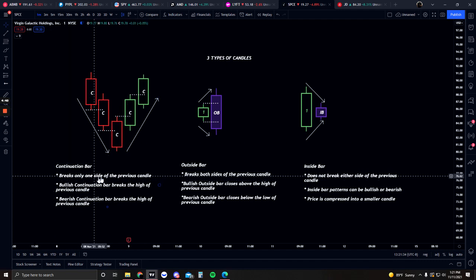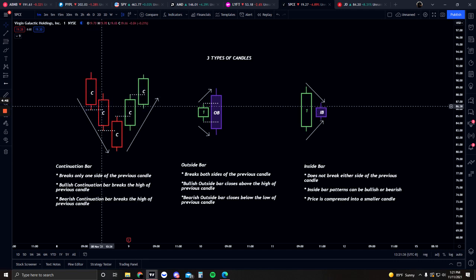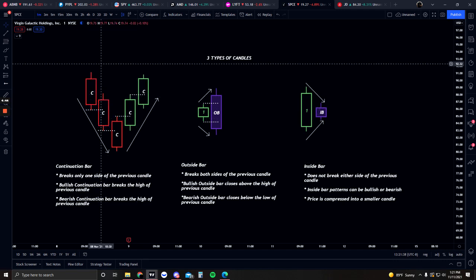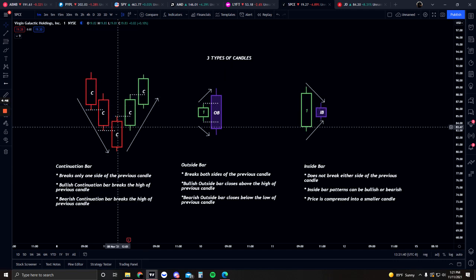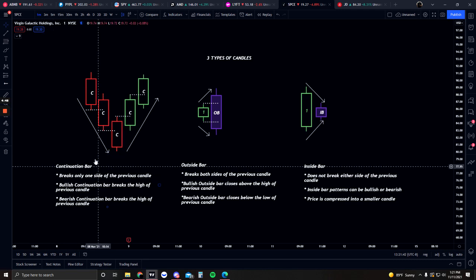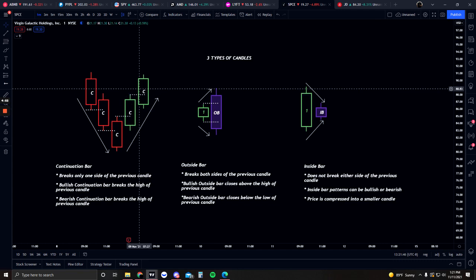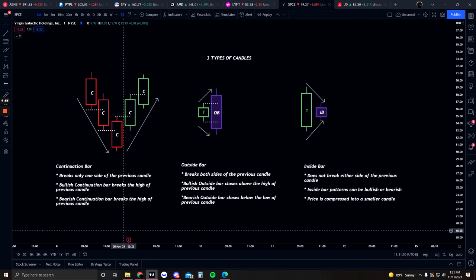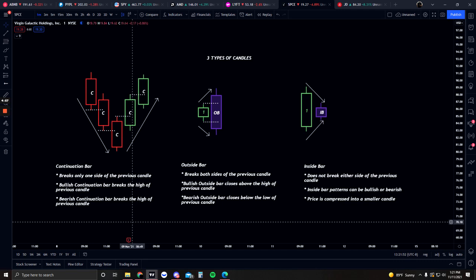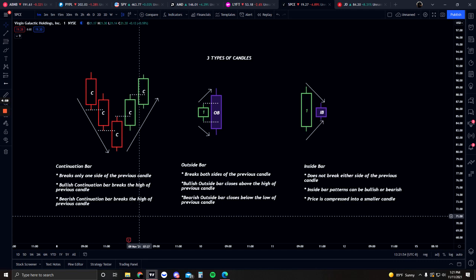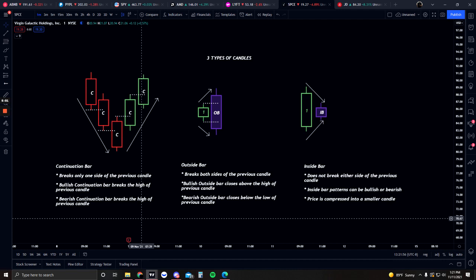It breaks only one side of the previous candle. You see how this only goes here? It doesn't go above it too. It continues the trend. That's why they call it a continuation bar. This is a bearish continuation. This is a bullish continuation. Right? That's what you have to understand from here. And like I said, this will all be recorded, so you'll be able to rewatch this, right?